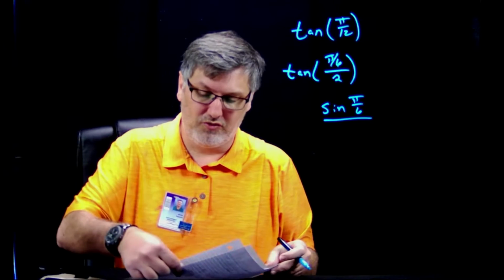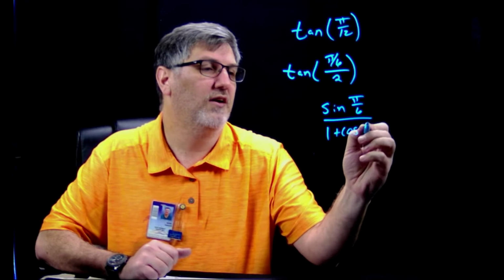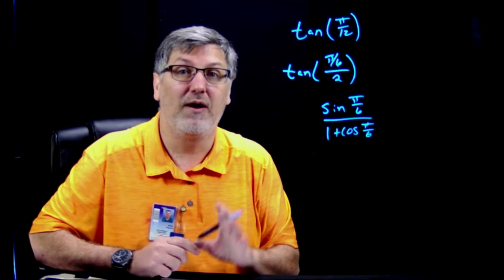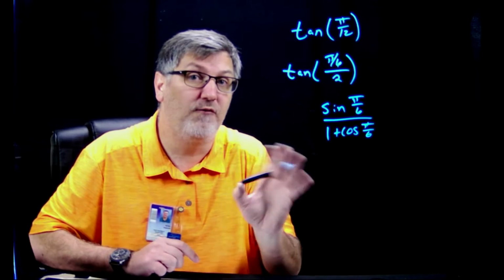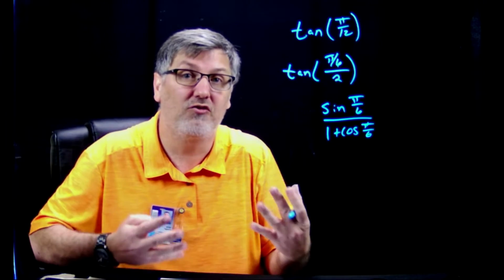My half angle formula for tangent is going to be, let's see, sine of my angle, pi over 6, over, and I think the one with the sine on top, let me double check so I don't do this wrong, is 1 plus cosine of pi over 6. Okay. I wanted to make sure I get the formula right, because if you have the wrong formula, no matter if you do everything else right, you're still wrong. So look at the formula. Make sure you have your notes in front of you. Make sure you're using the correct formula.